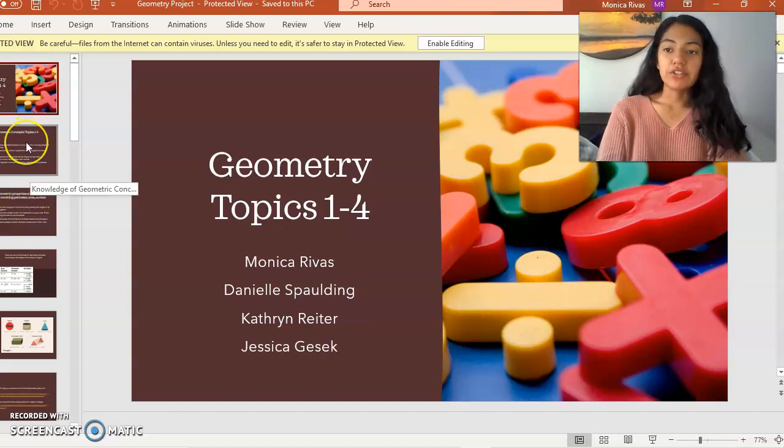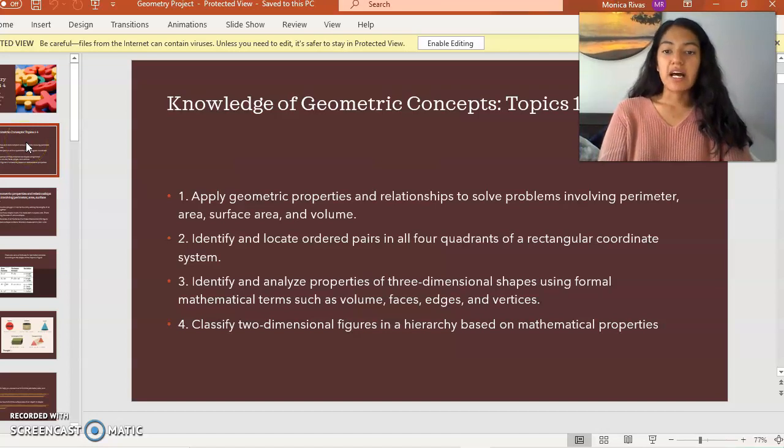My topic in particular was number 1, how to apply geometric properties and relationships to solve problems involving perimeter, area, surface area, and volume.